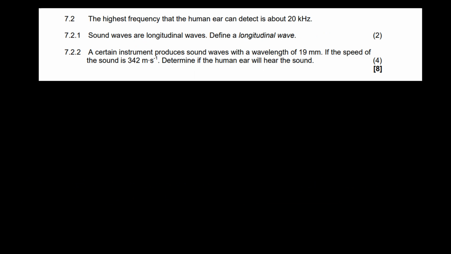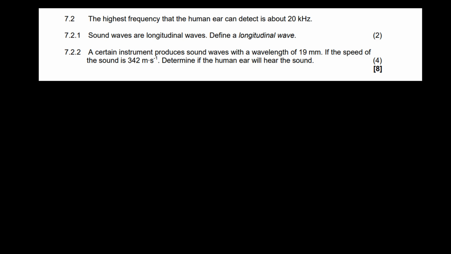Question 7.2.2. A certain instrument produces sound waves with a wavelength of 19 millimeters. If the speed of sound is 342 meters per second, determine if the human ear will hear this sound.